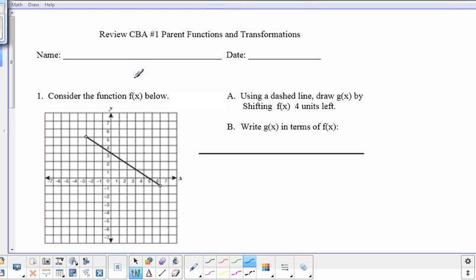Okay, hi, this is the review for CBA number 1, parent functions and transformations. Okay, we're going to start with number 1.